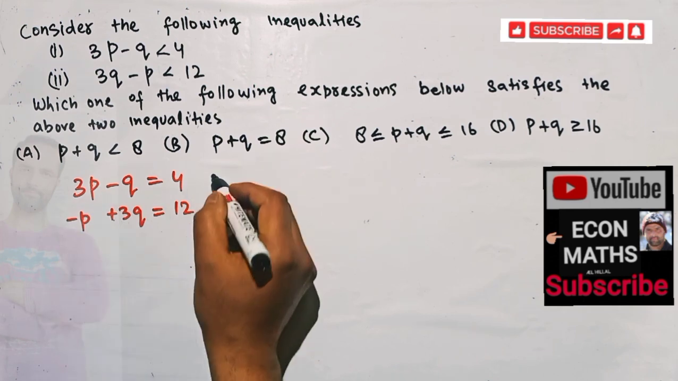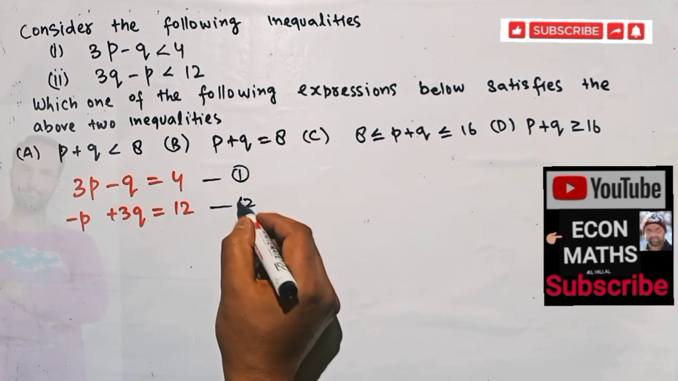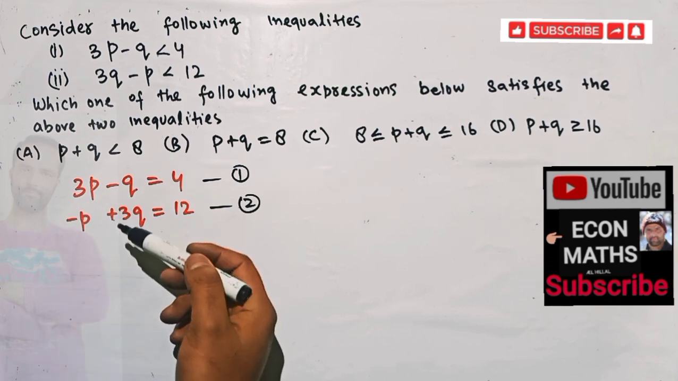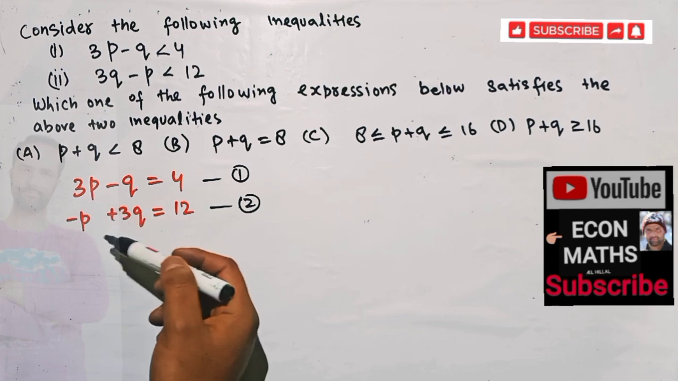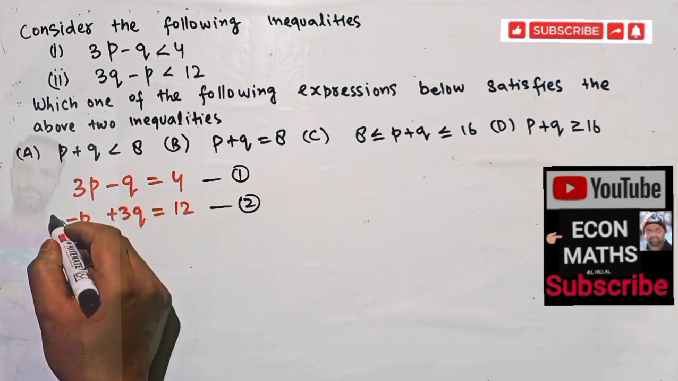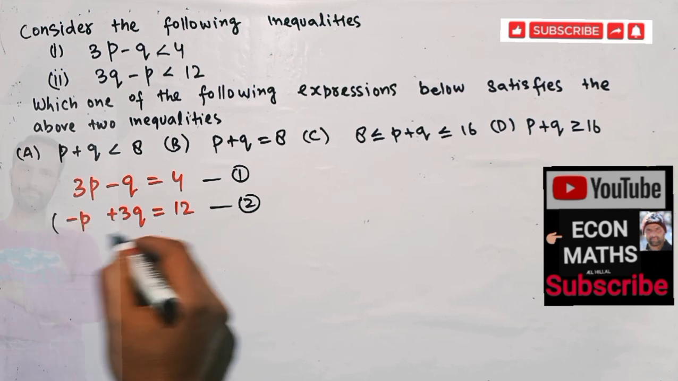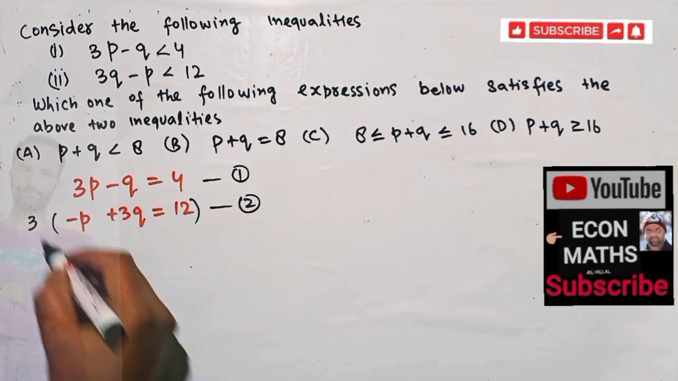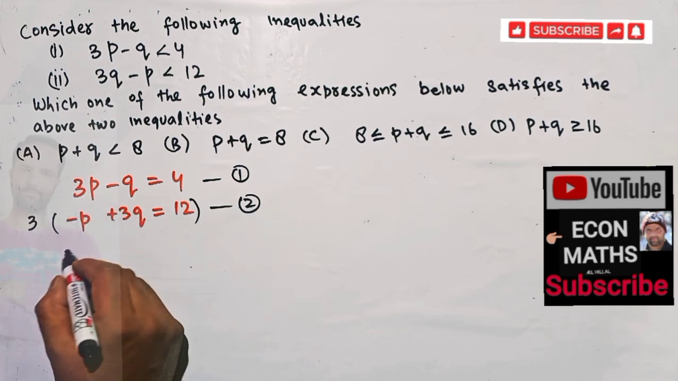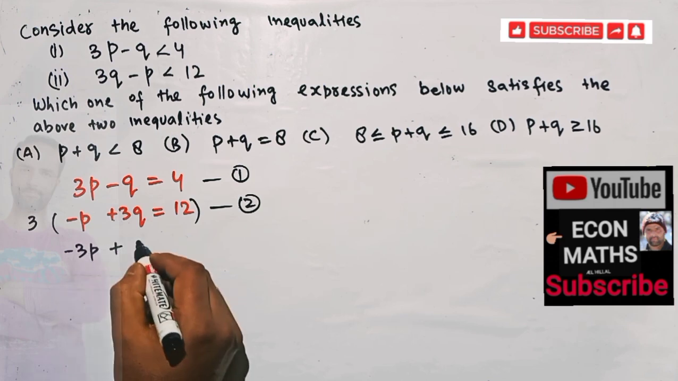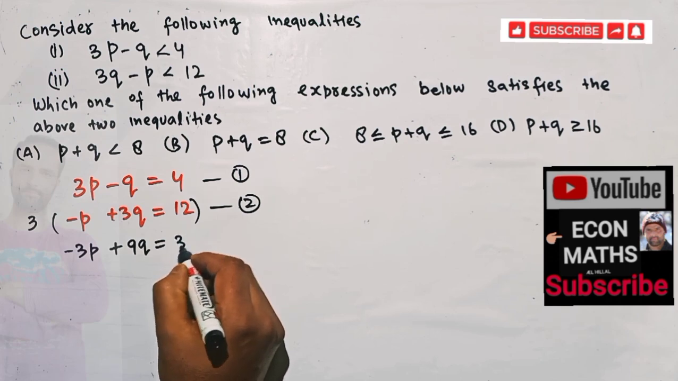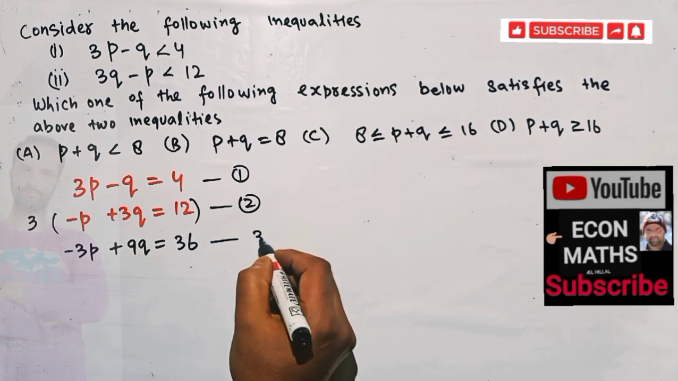Here, let us say this is equation first, this is equation second. What we need to do, we just need to make the coefficient of either p or q the same in both the equations. So for this, it will be plausible to multiply this equation by 3. So this equation will turn out to be minus 3p plus 3 9s are 9q is equal to 3 12s are 36. Let this be equation third.